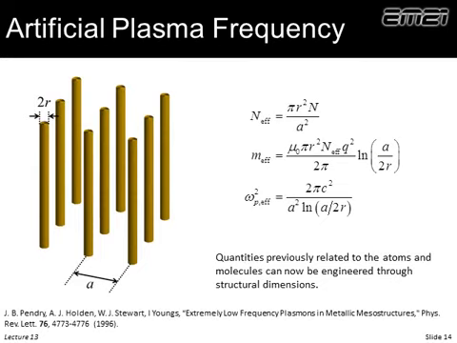However, now we can control where that plasma frequency is through different structural parameters. So that's very neat. We can't engineer too much the size and shape of the atoms. They are what they are. But here we can engineer the physical features to place that plasma frequency wherever we want it.